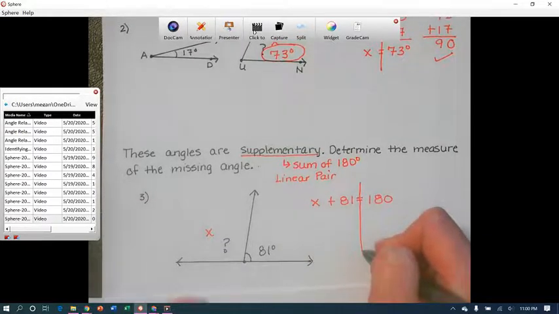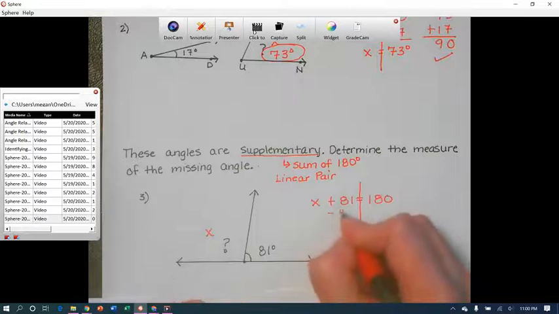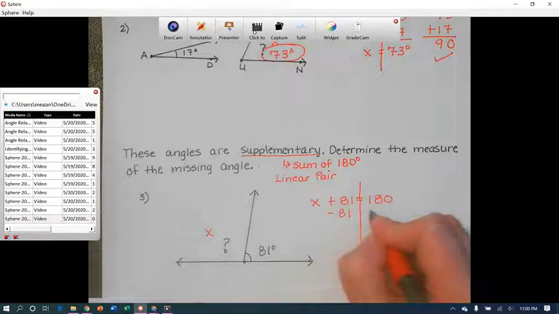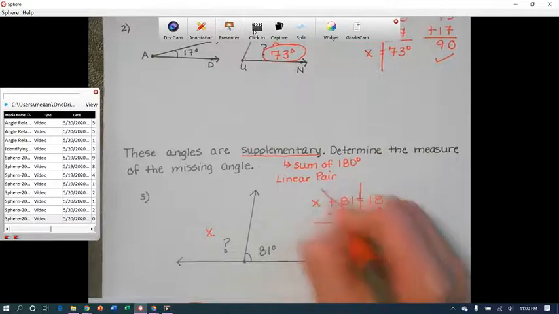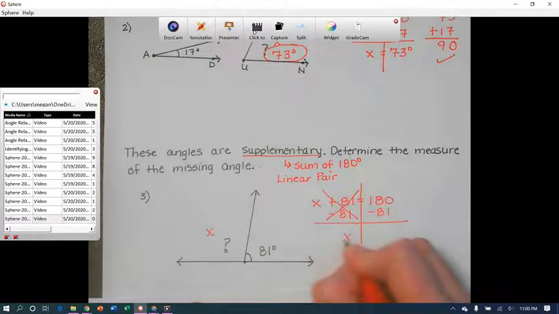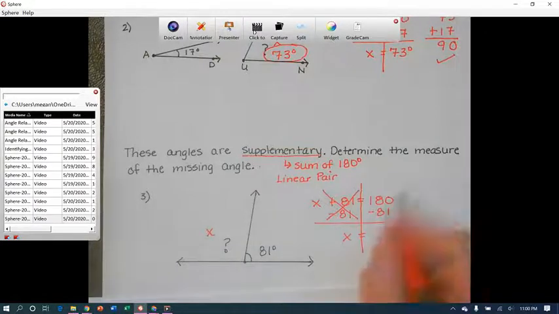The inverse of adding 81 is to subtract 81. I do that to both sides of my equation. That gets rid of that, and I am left with x is equal to 180 minus 81, and we get 99 degrees.